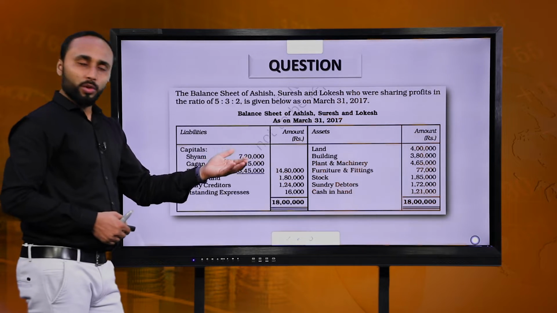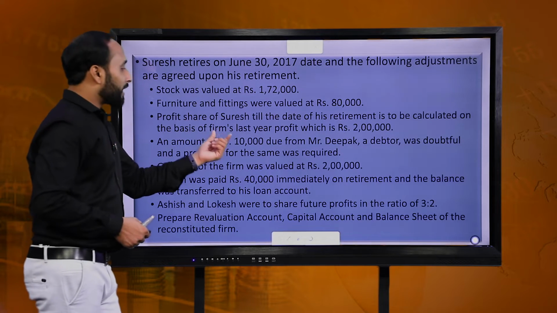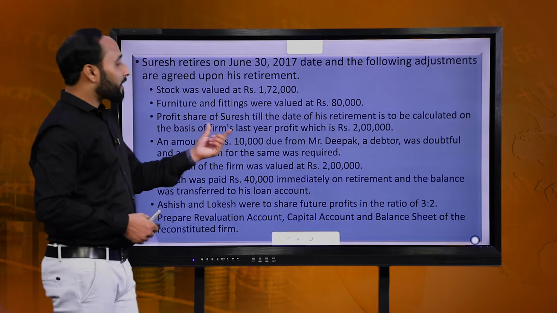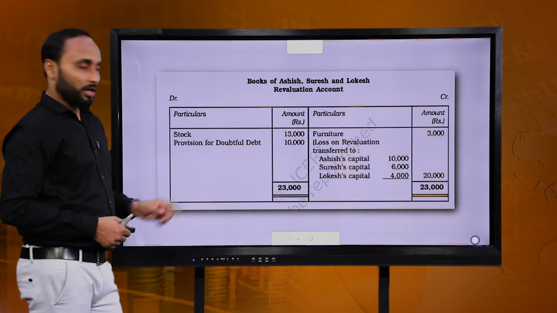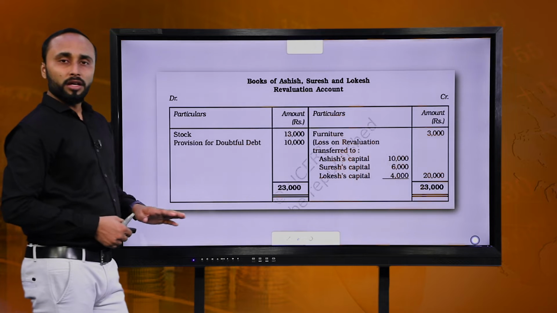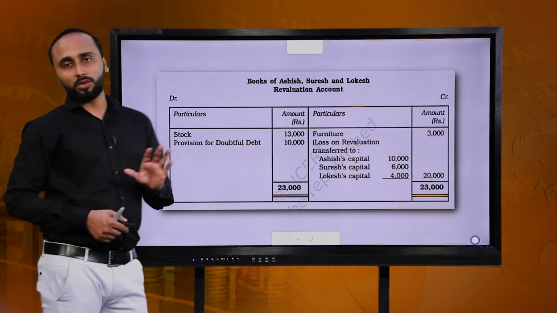A provision is usually a liability, so you treat it as a liability. You have to create a liability. When you create a liability, you show it on the debit side of the revaluation account. This is how we have shown it here. There was nothing else related to assets or liabilities.